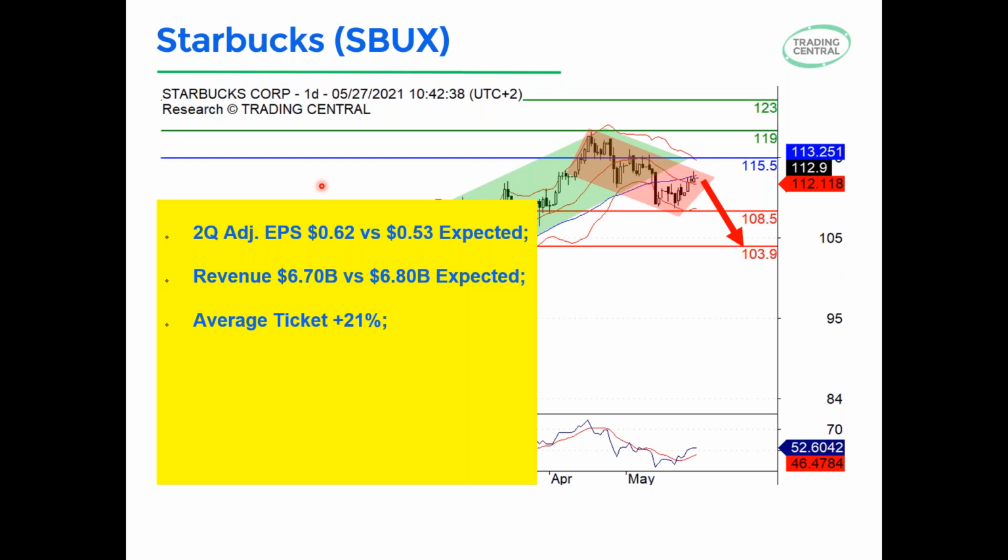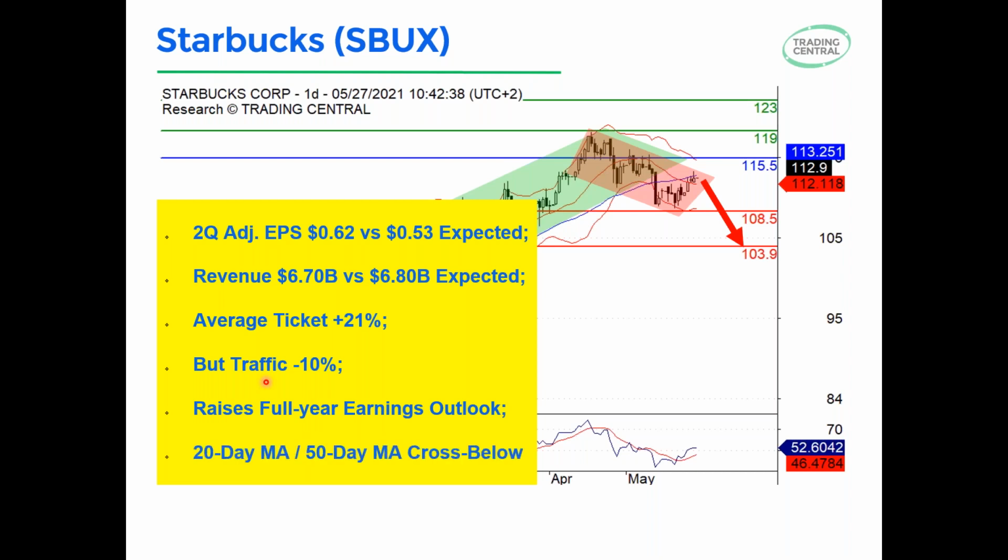These are second quarter earnings. In fact, the ticket size, that is every transaction, is up. However, the traffic is still low in the fiscal second quarter. The traffic is still decreasing, maybe due to the pandemic at that time. However, the company also increased its full year earnings outlook. Very confident. So this is Starbucks, and our eyes are focusing on this key resistance.